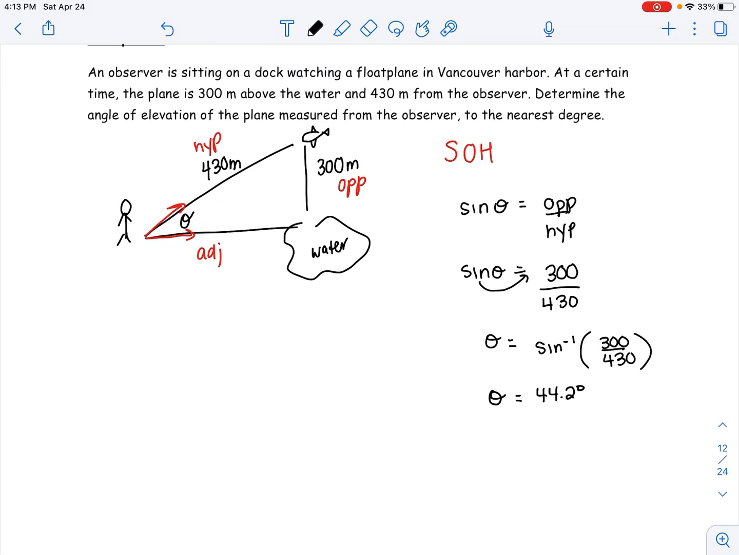And that's degrees. It does say to the nearest degree, so make sure you look at the rounding and make sure that your number makes sense. Nearest degree means nearest whole number, so I would round down to 44 degrees, because 0.2 means that you keep the whole number the same. You don't round it to 45. So we just found the angle of elevation from the observer.